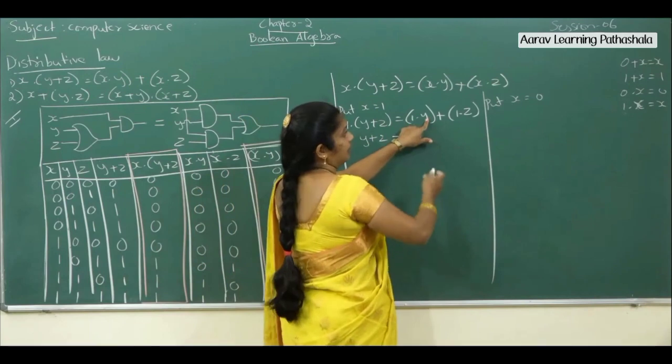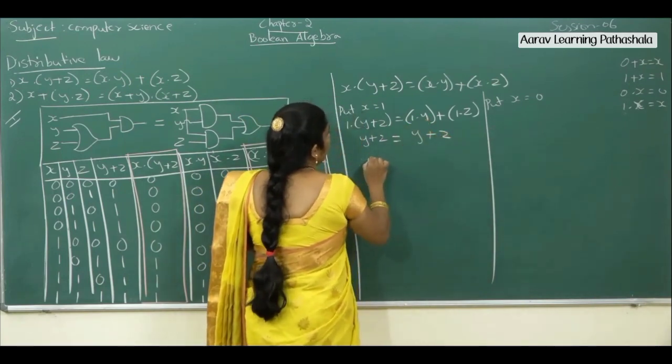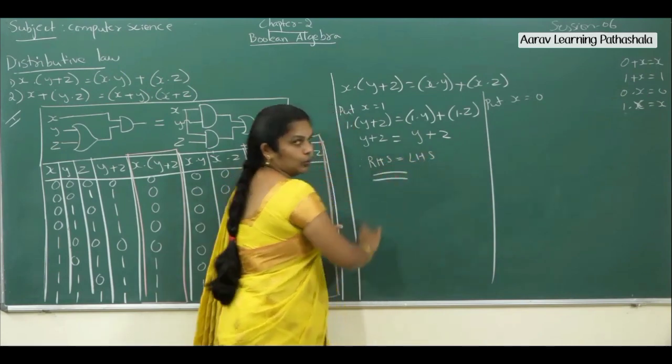Here 1 into any number is nothing but y only plus z. Therefore, right hand side value equals left hand side value.